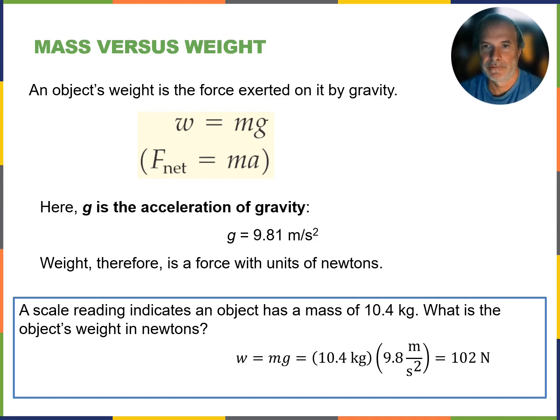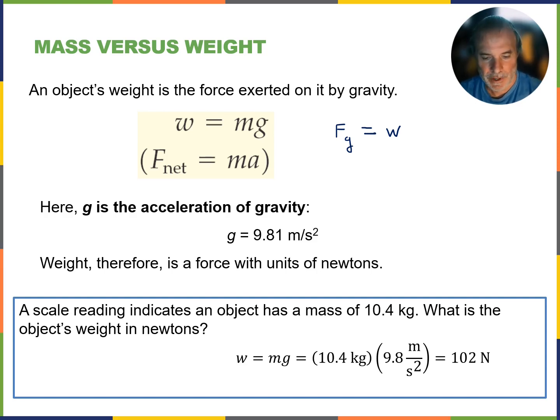But let's look at what is the difference between those two. Scientifically, we define the weight of an object to be the force that gravity exerts on that object. So weight is the force exerted on an object by gravity. So the force of gravity is defined to be an object's weight. And now that we know what Newton's second law is, we know that force is equal to mass times acceleration. And of course, it's net force that gives you mass times acceleration.